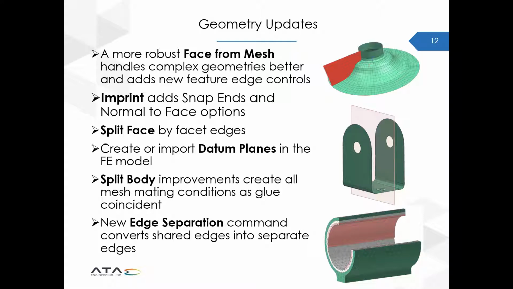And then in addition to that, we have a new normal to face direction. So previously you could only imprint in a single direction, which was great if that was all you needed. But if you had a curved shape like this and you were trying to imprint a shape or a line onto that curve, it could have been challenging previously. Now you can just do normal to that face. There is a new option to split faces by facet edges. This is another mechanism that's especially helpful for splitting faces with a lot of curvature.